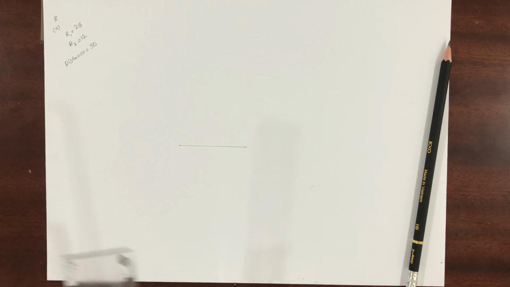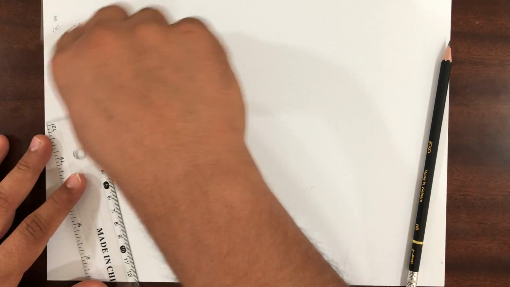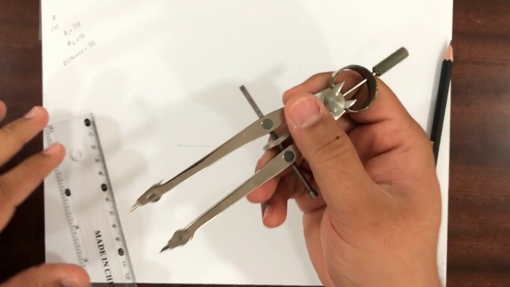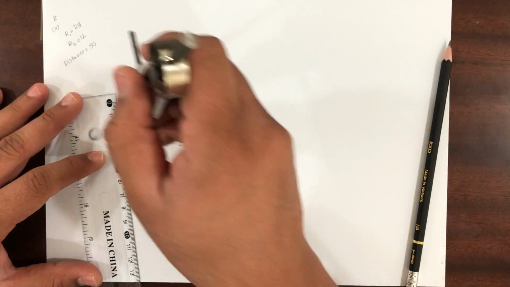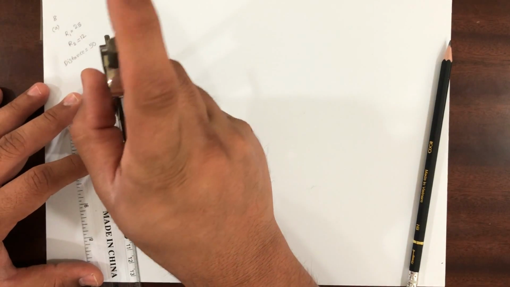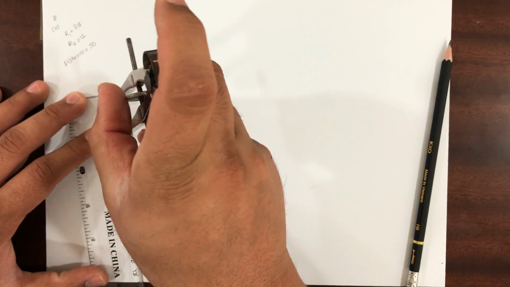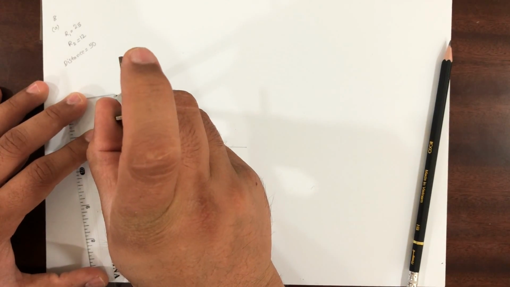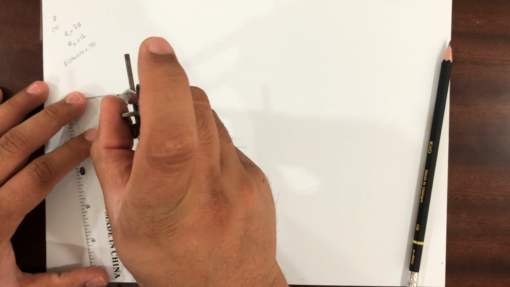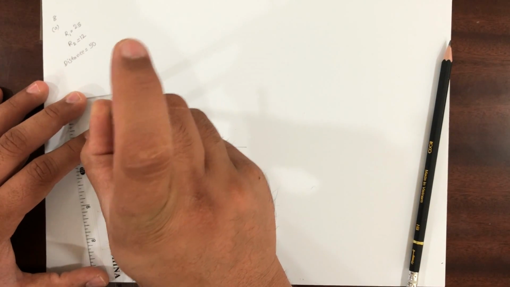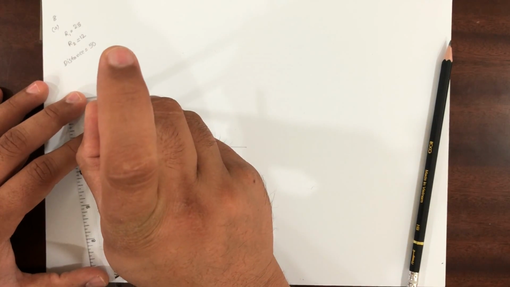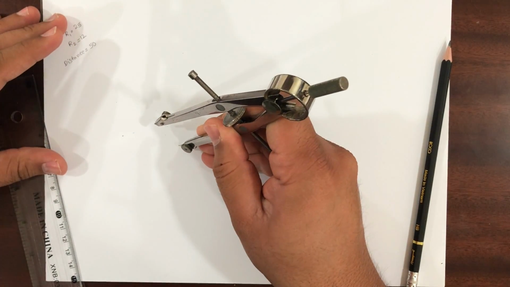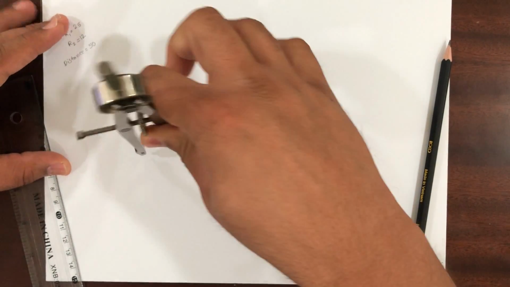The first circle radius is 25. So take the compass and adjust the radius to 25, like this. After adjusting it, keep it on the left side and draw a circle.